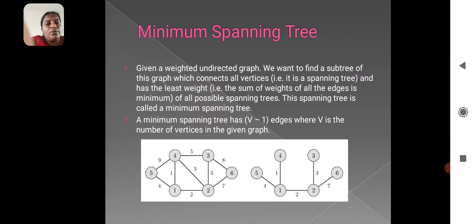We have vertices 1, 2, 3, 4, 5 and 6 here, and then we have a weighted graph. For 4 to 5 the edge weight is 9, and 4 to 3 the weight is 5, and 4 to 2 the weight is 3, and 4 to 1 the weight is 1, and for 1 to 2 the weight is 2, and then for 6 to 2 the weight is 7, and for 6 to 3 the weight is 8.